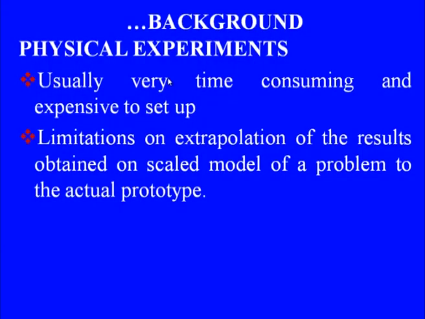And usually it is not possible for us to perform the experiments on the actual prototype. We cannot perform experiments on, let's say, an actual full size car or a train or an airplane. So what we normally do in the physical experiment is that we come up with what we call a scaled model, which is a much smaller geometric model of our actual system.